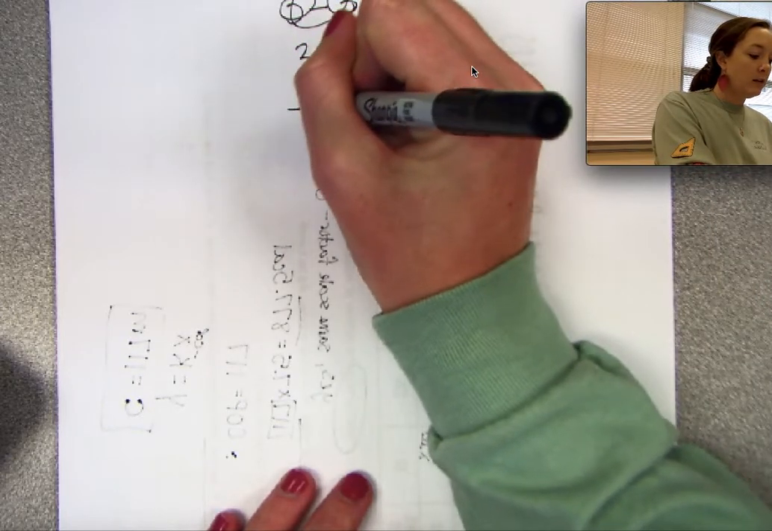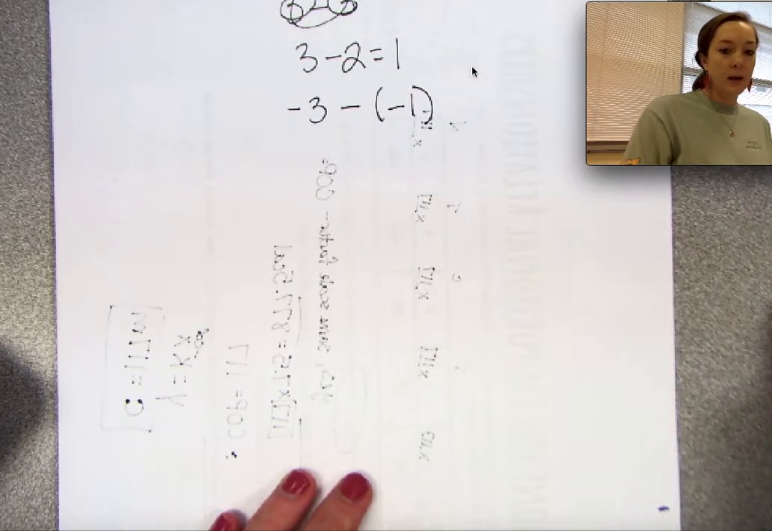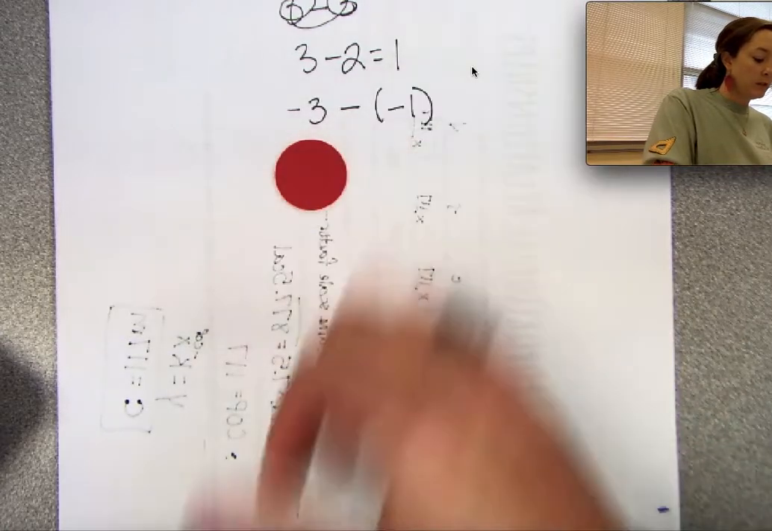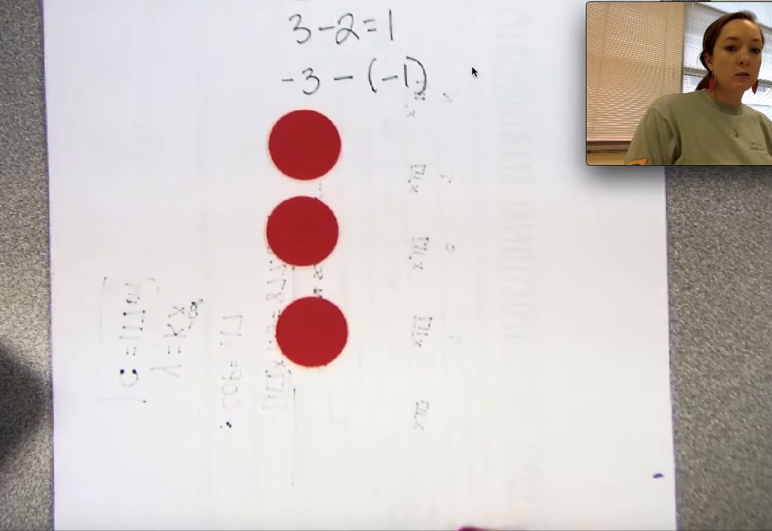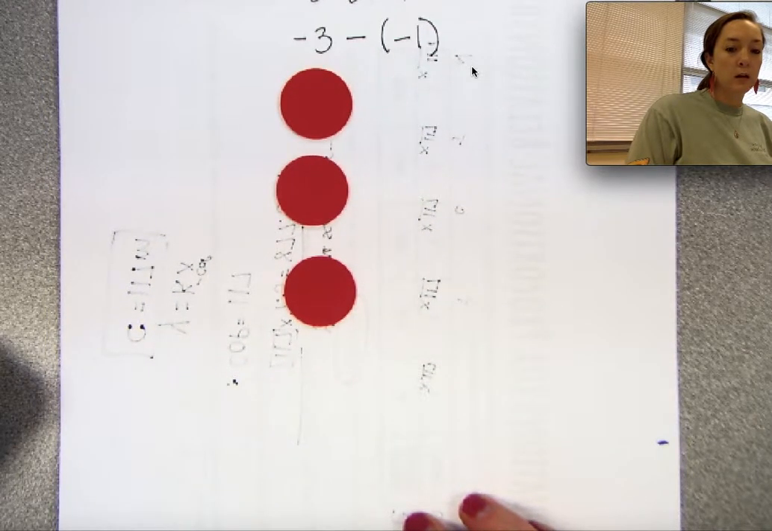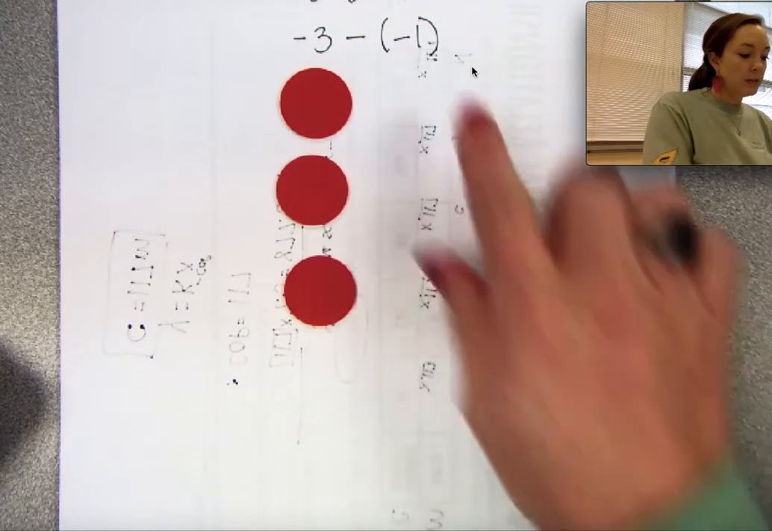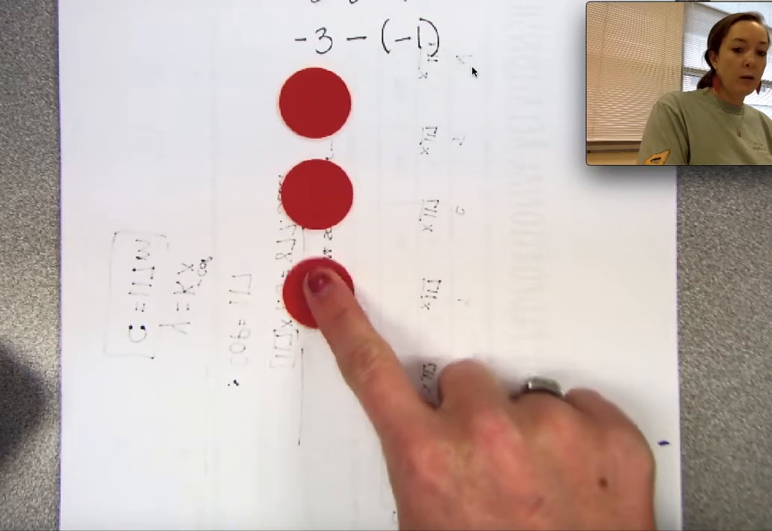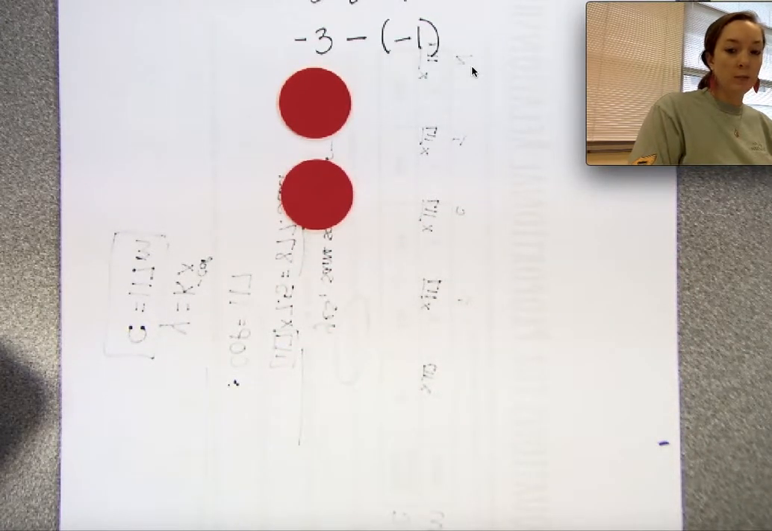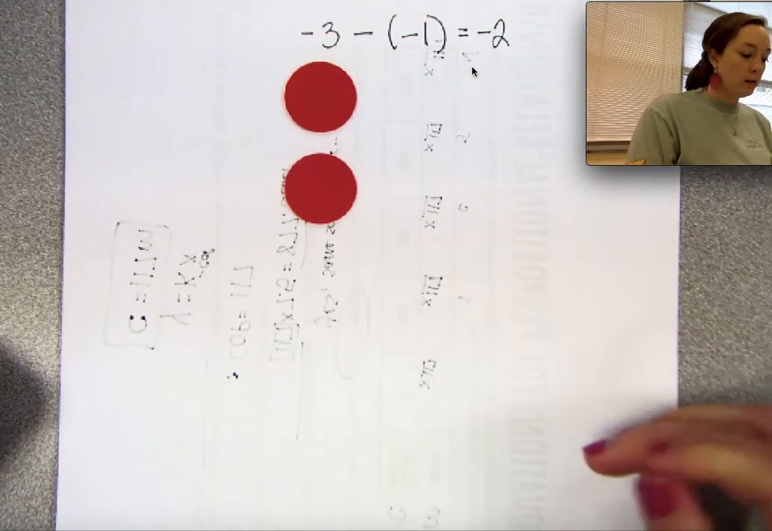Now we have -3 minus -1. Okay? So I'm going to use my counters and explain this to you using those. I'm going to represent -3. Now I want to take away 1, because remember, minus sign means take away. So I want to take away -1. Well, I have a -1 here. There's 3 of them. So I'm going to take away one of these. What am I left with? -2. Okay? All right, let's do another example.